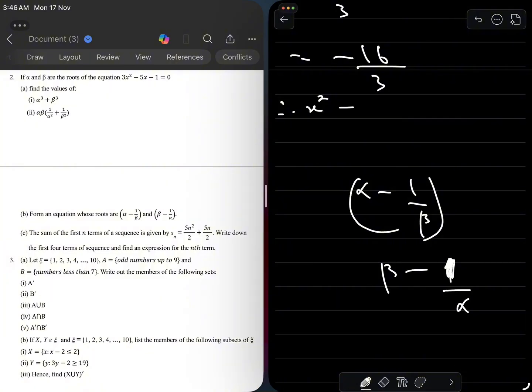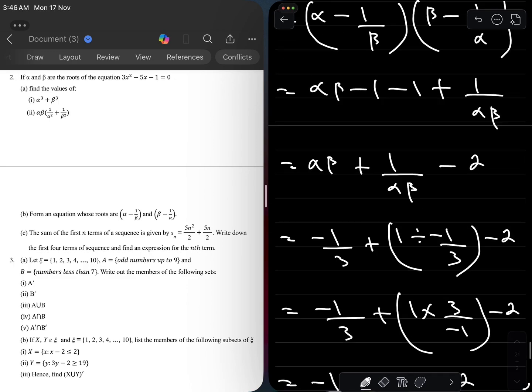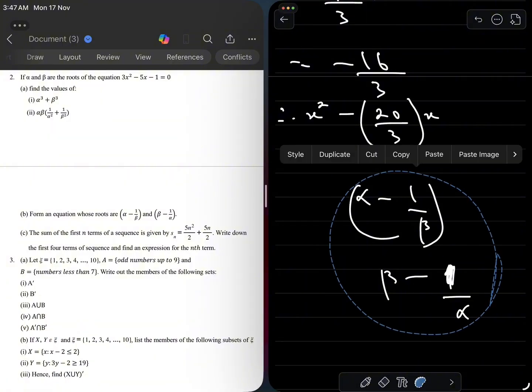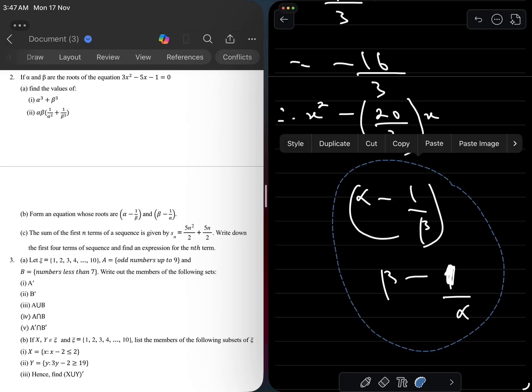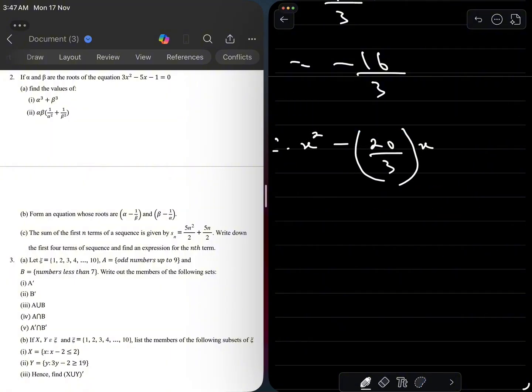is given by x squared minus sum of roots times x plus product of roots. The sum of the roots is 20 over 3. So that's x squared minus the sum of roots, which is 20 over 3, times x, plus the product of roots, which is minus 16 over 3, equals 0.